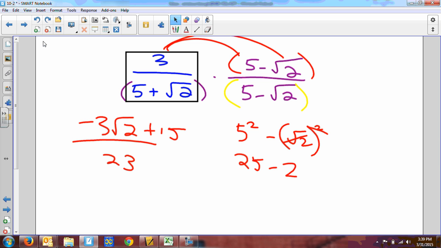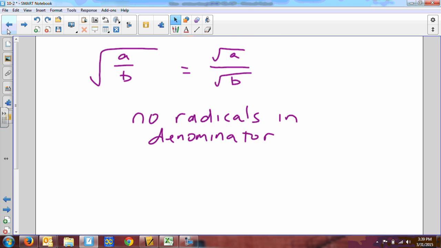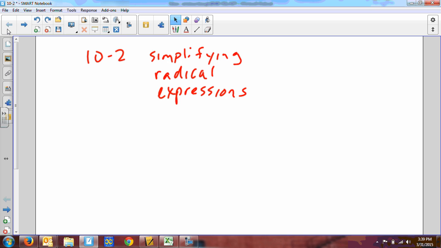Most of this can be put in the calculator, but you've got to be careful with the variables. If there's no variables, just make sure you enter it in right. Hit enter, and you'll be fine. But that's how you do it by hand. All you've got to do is break it down and start pulling out pairs. Okay, so that was 10-2, simplifying radical expressions.